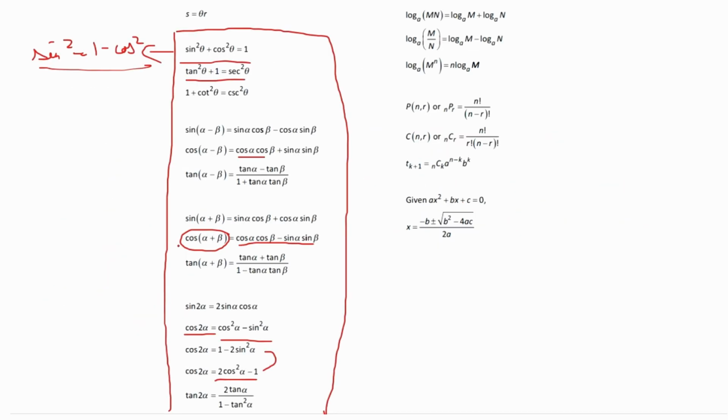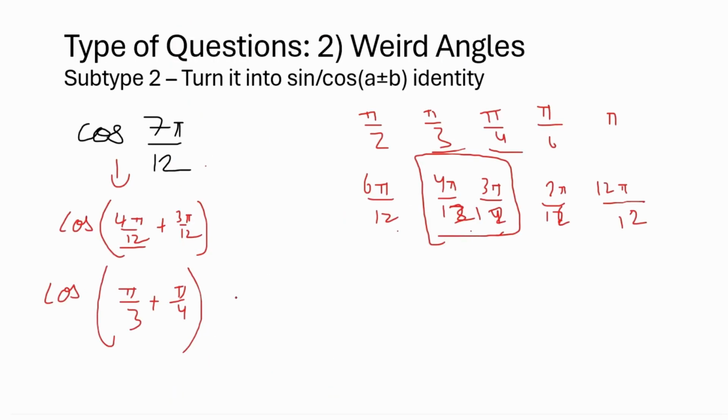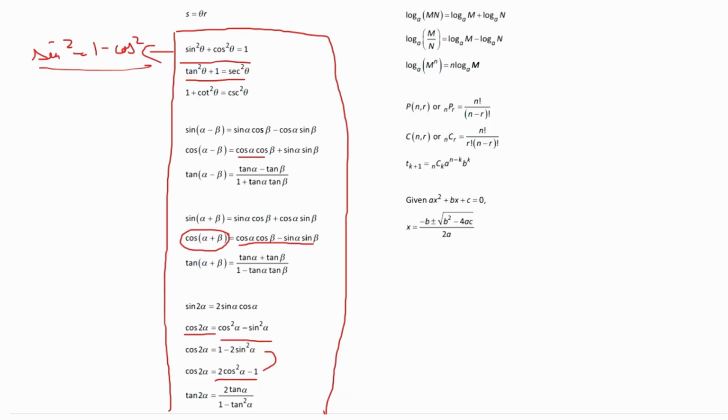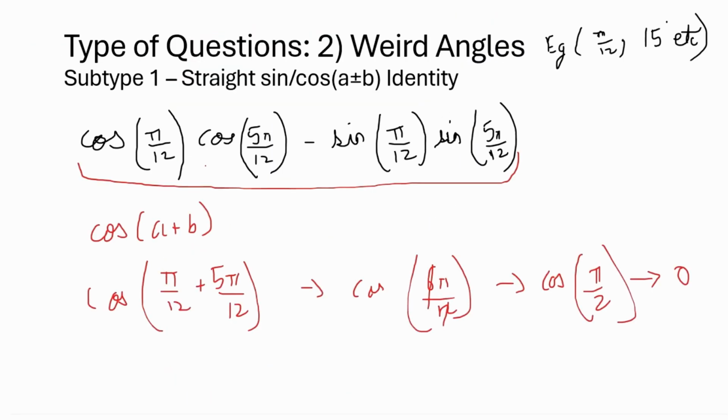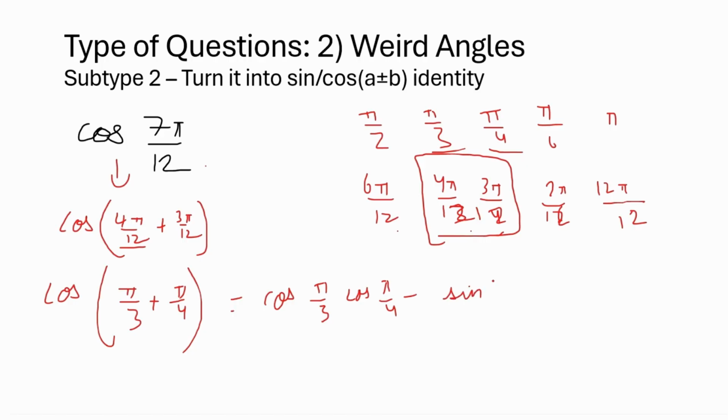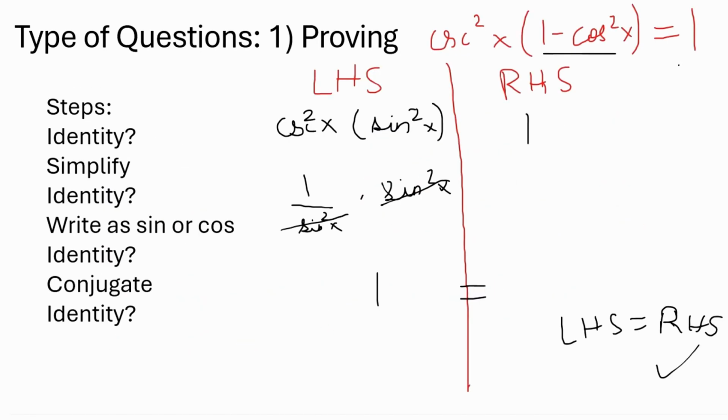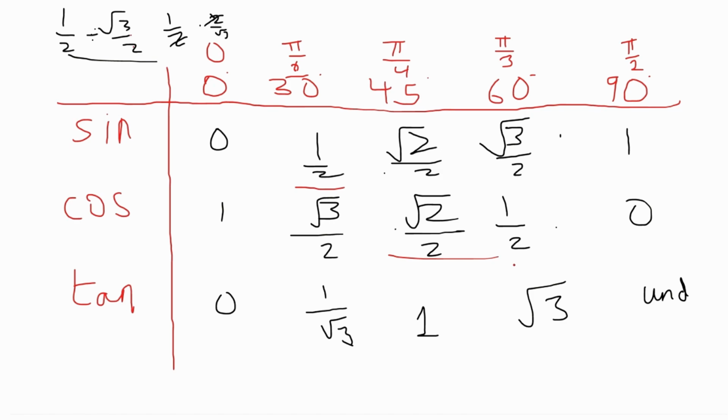So the identity we use is the same one we just did, which is cos cos minus sine sine. So that's going to be cos pi by 3 times cos pi by 4, minus sine pi by 3 sine pi by 4. So cos pi by 3, go back to our table. What is cos pi by 3? Cos pi by 3 is 1 over 2. Okay, so we use that.